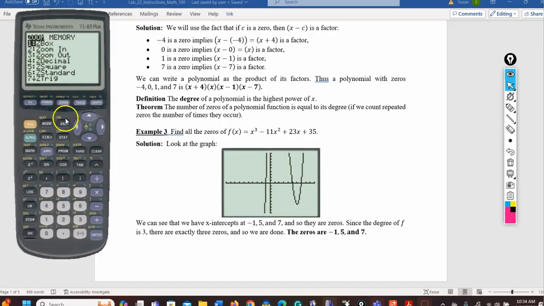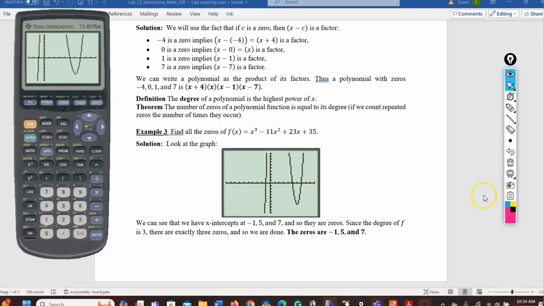Then I'm going to do zoom and the number 6, and it's going to give me the picture in a standard viewing window. Now I can change this window. Standard viewing window, x goes from -10 to 10 and the y values go from -10 to 10. I think I can take the x values from, say, -3 to 10, and I might leave the y values as they are. So I'm just going to change the x value and then press graph.